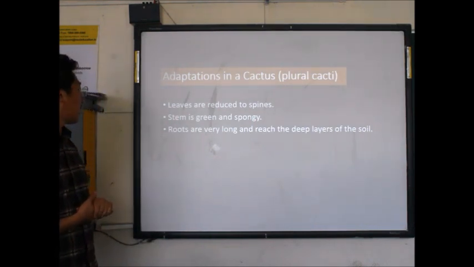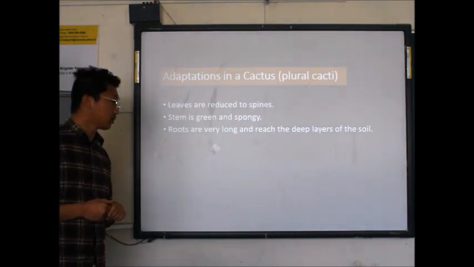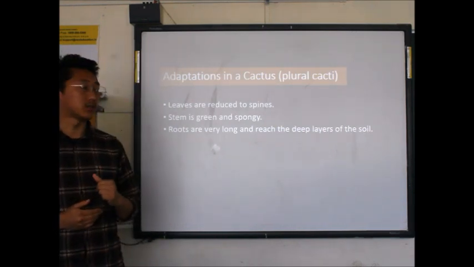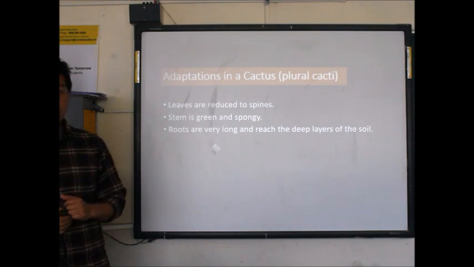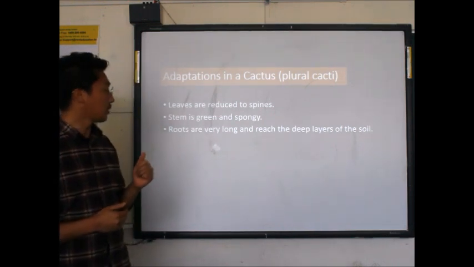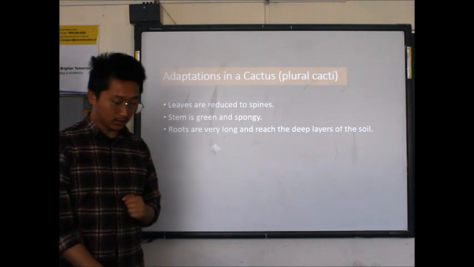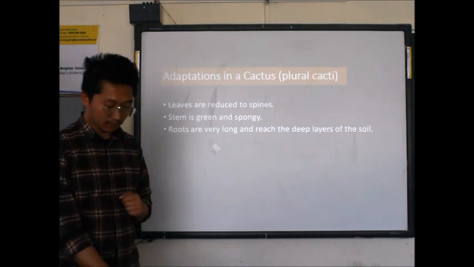Next, roots are very long and reach the deep layers of the soil. The next adaptation in cactus is that their roots are very long and they reach deep layers of the soil, so they can get the water efficiently from under the soil.